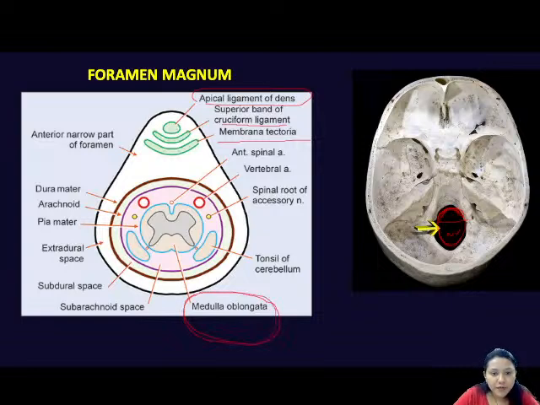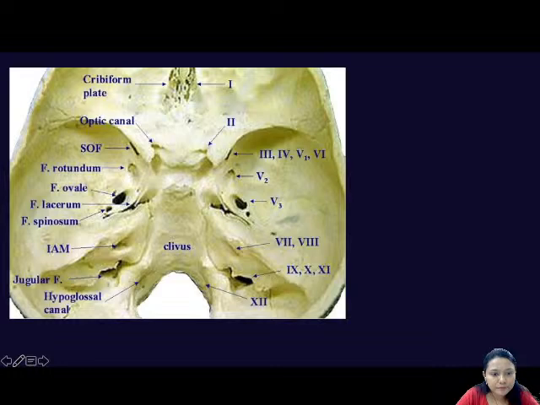Along with that, you will have the vertebral artery and the sympathetic plexus surrounding the vertebral artery. Then you are also going to have the spinal root of the spinal accessory nerve, the anterior spinal artery, then the tonsil of the cerebellum and also the meninges and the dural spaces. So these are the contents of the large foramen, that is foramen magnum. The anterior part is mostly osteoligamentous, and the posterior part is mostly neurovascular. That's about the foramen magnum.